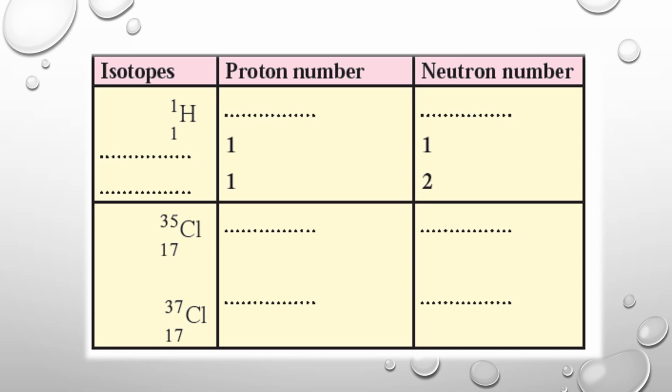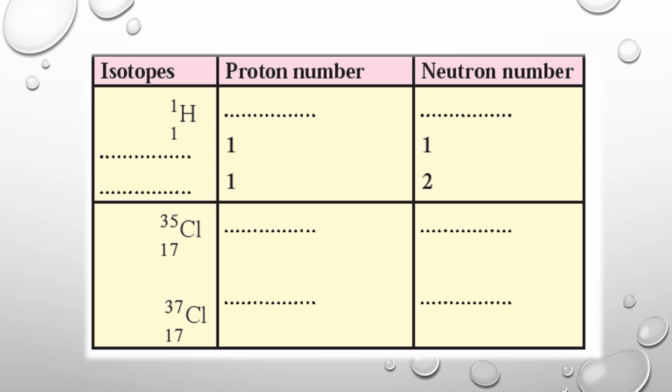So this is a table which we are going to solve so that we understand everything properly. The first column is the isotope, second is proton number, third is neutron number. Now the isotope given here is 1H1. Whenever you want to find out proton number, always remember it is a subscript. The subscript will always be the proton number and the superscript will be proton plus neutron.